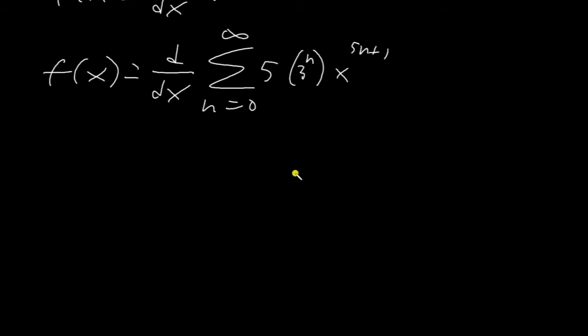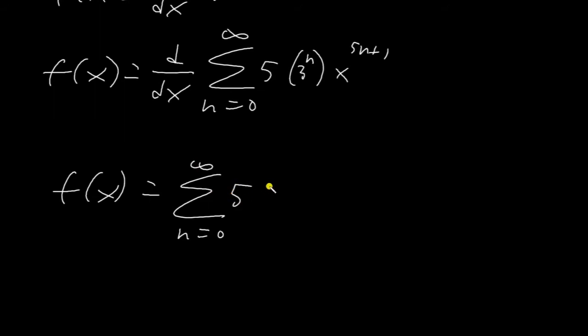So the derivative of this, remember when you take a derivative, you take this exponent, you bring it down, and you subtract 1. You're literally going to do that exact thing. So f of x will just be the sum of 5 times 3 to the n, and we're literally just going to take this exponent, bring it down, so we'll get 5n plus 1 times x to the 5n. We'll subtract 1 from here to get us 5n, and that is our series for f of x.